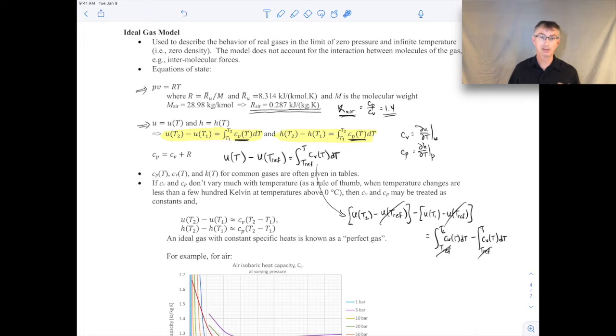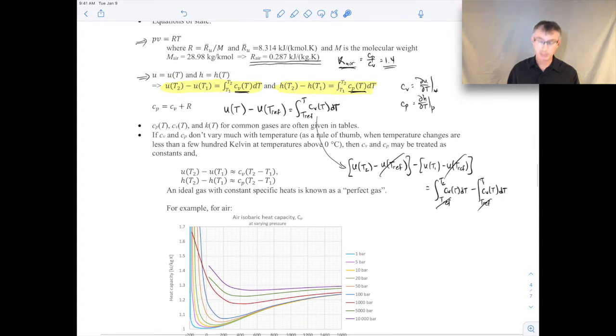I said that C sub P is greater than or equal to C sub V. It's equal if it's an incompressible substance, but for an ideal gas, C sub P is always greater than C sub V. And you can refer to my book style notes for that derivation if you're interested in that. But that's a handy one to remember.